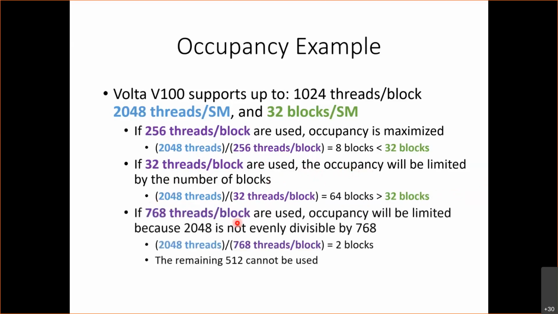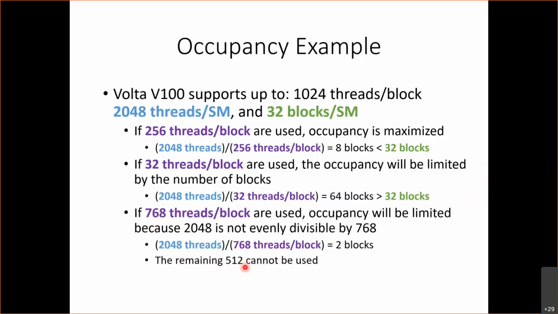If I choose something like 768 threads per block, in this case, I have a problem, which is that 2048 is not divisible by 768. So 2048 divided by 768 is going to be 2 blocks, and then there's going to be a remainder of 512 threads that cannot be used, because I cannot use these 512 to execute 768 threads. Why? Because I need to make sure that I have enough resources for all the 768 threads before I schedule. We talked about this at the beginning, remember? So in this case, I'm going to have 512 threads not used.